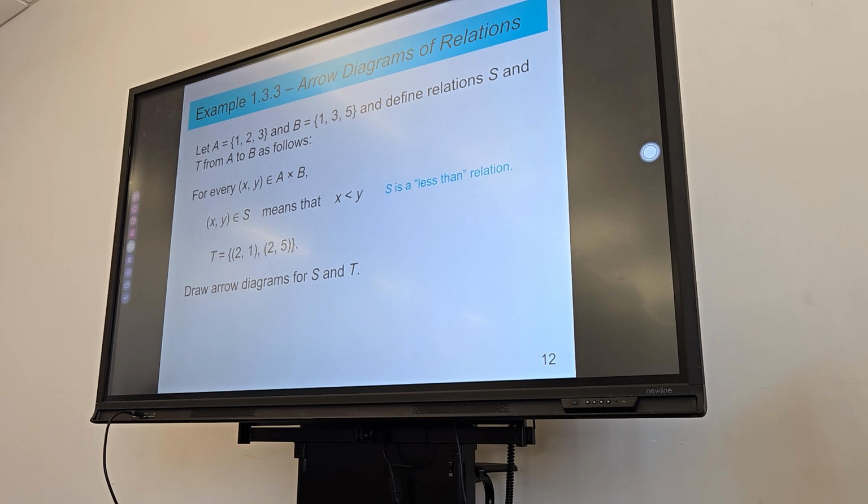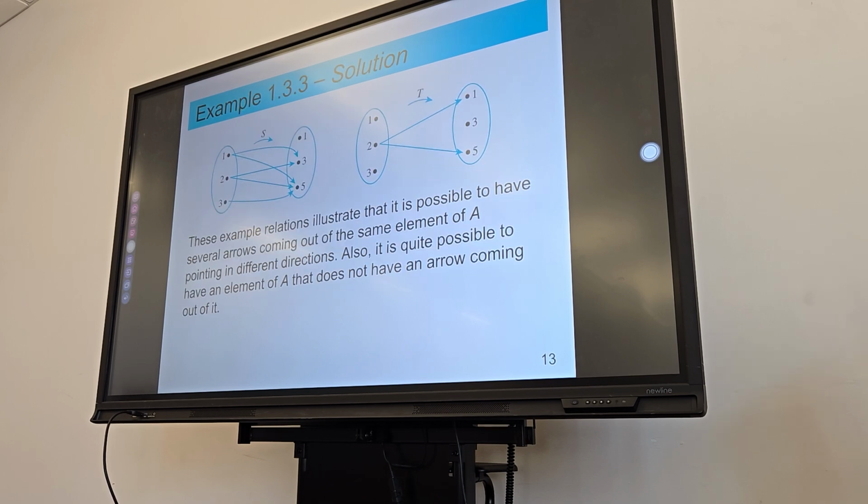So let A equal {1, 2, 3} and B equal {1, 3, 5}, and define S and T as relations from A to B. S means that X is less than Y, and T is the ordered pairs (2, 1) and (2, 5). The arrow diagrams, you can see.